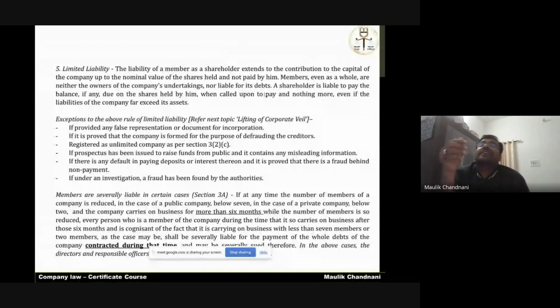But this is not the case in case of LLP. This is not the case in case of a company because we are talking about limited liability.